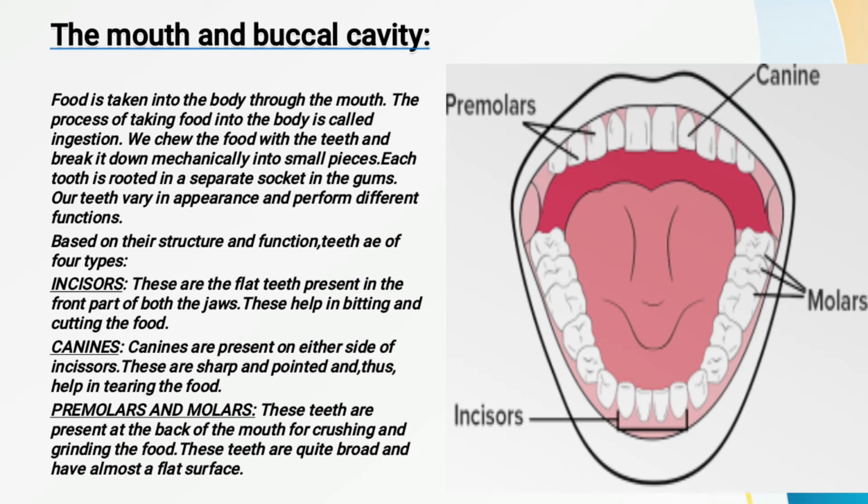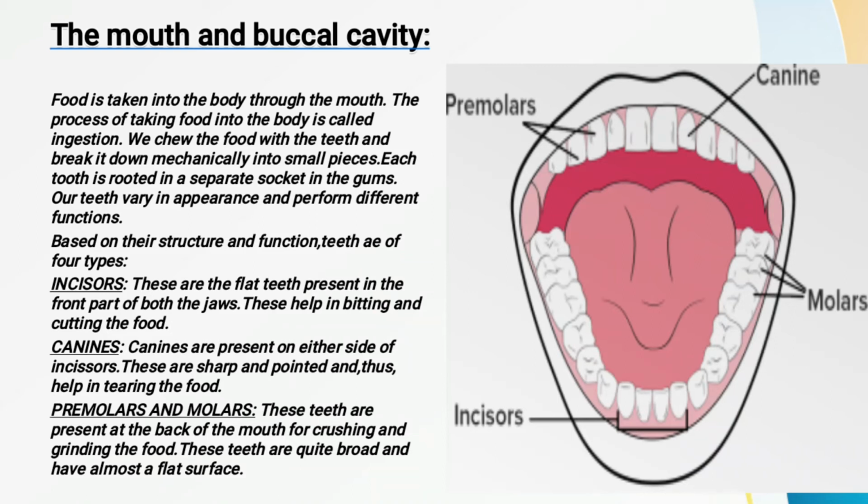So based on their structure and functions, how many kinds of teeth are there? There are mainly 4 kinds of teeth. The first one is the incisors, the second one is the canines, the third one is the premolars, and the fourth one is the molars. One by one, we will read about the incisors, canines, premolars and molars.